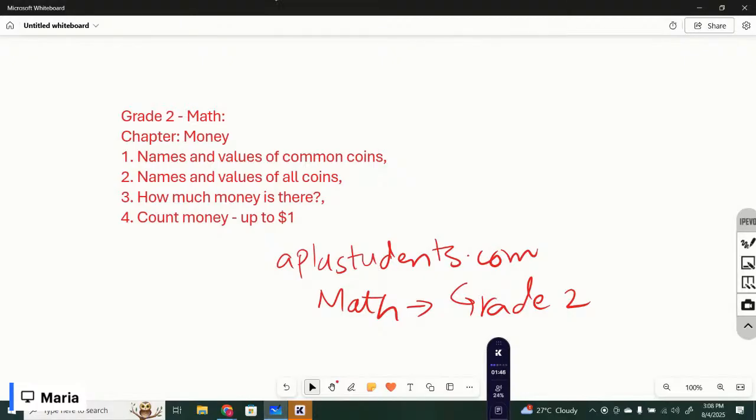We're going to start with the chapter money. The lessons we're going to cover today are names and values of common coins, names and values of all coins, how much money is there, and count money up to $1. So please make sure you have your notebook and pencil so that you can note down the important examples and definitions as well.